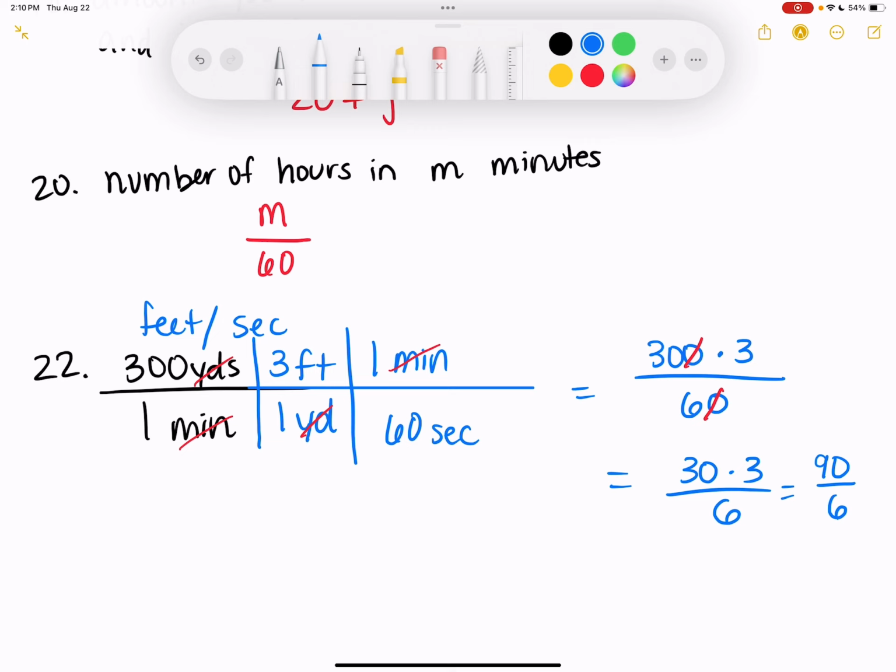No. 66, yeah. 72, 78, 84. Yes, you can. So what is that going to reduce to? 15. And then we would need to put feet per second on there because that's what it wants with the units.